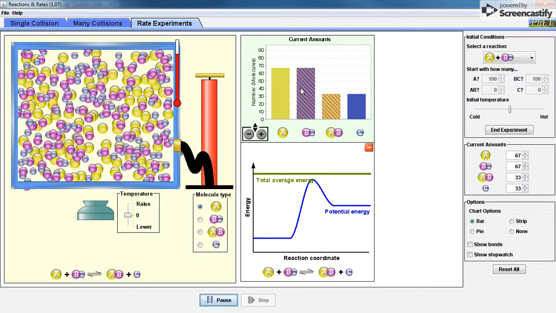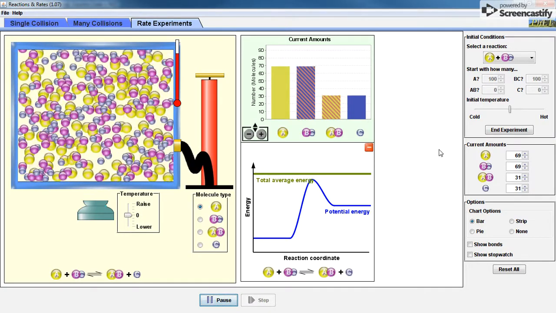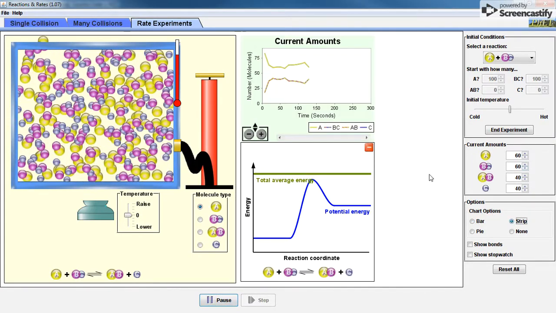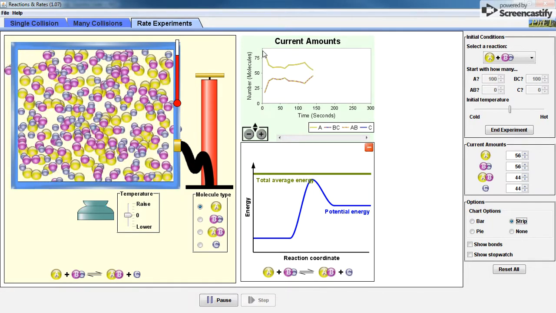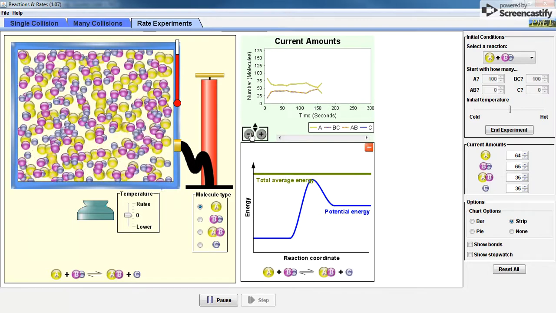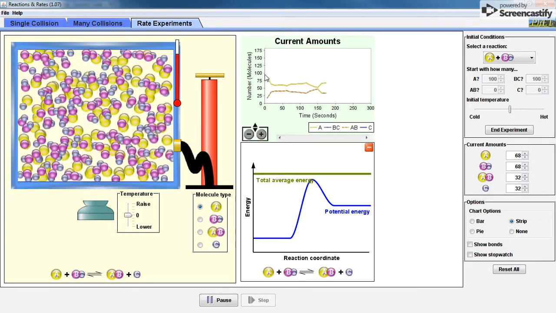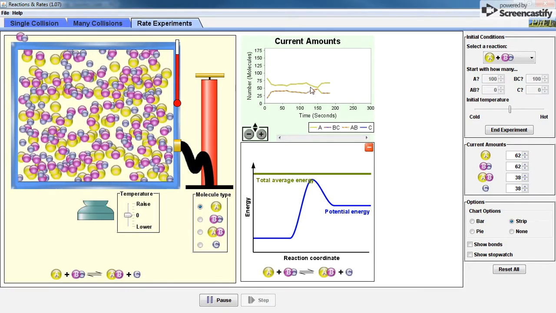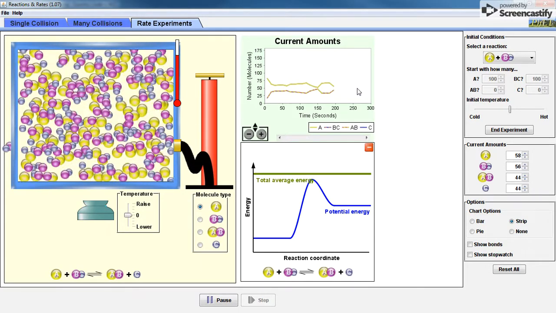And notice that it's more or less staying constant now. So if I go back to the strip graph, you'll see we started off with 100. I'm going to just show that 100 over there. It's dropped and it's more or less staying constant.